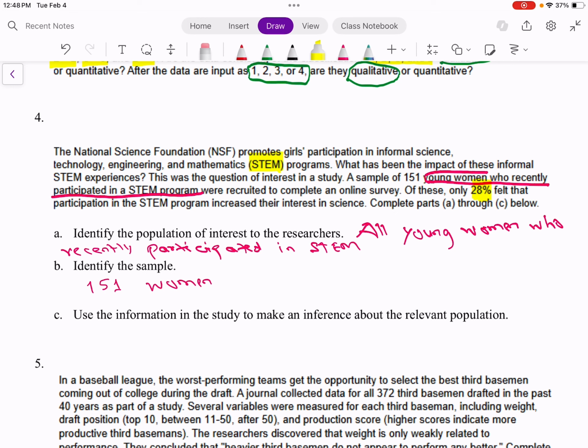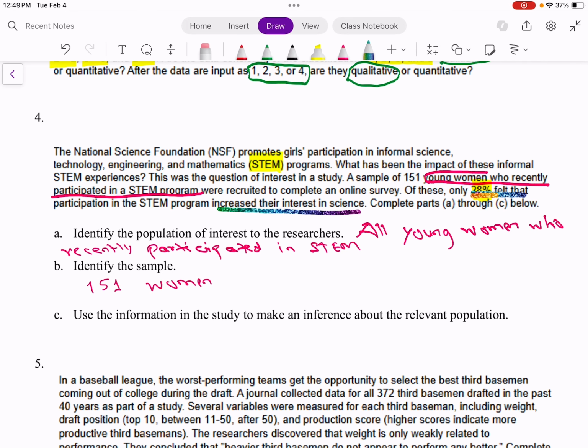28% of women who participate in STEM programs feel like it increases their interest in science. That's right. So 28% of the young women who participated in a STEM program felt it increased their interest in science. Instead of the sample, you're going to use the population. That's the difference. So 28% of all young women who recently participated in STEM felt that participation increased their interest in science.